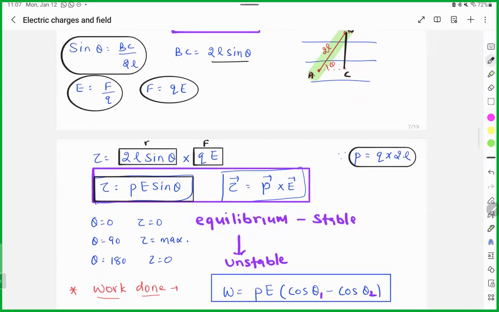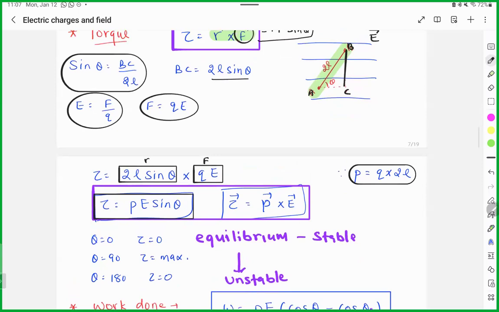No, sir. You have three cases. For example, if your theta is zero, it means this dipole will align like this, A to B, along the electric field. In such a case, there is no perpendicular distance. The r vector will be zero. The perpendicular BC will be zero. Then your torque will also become zero.